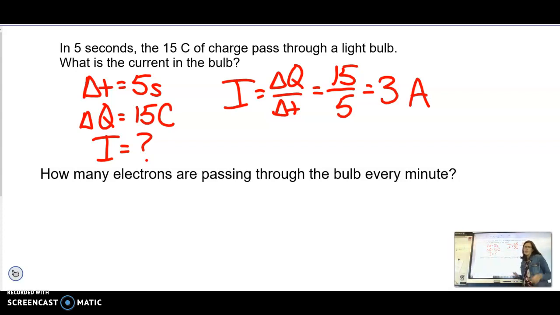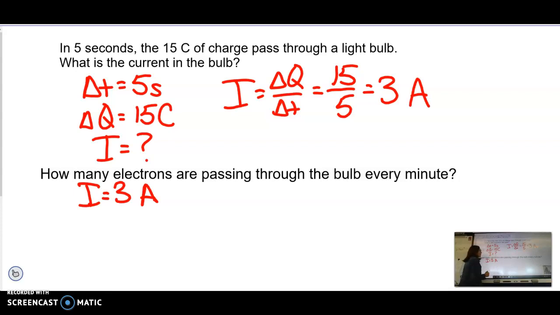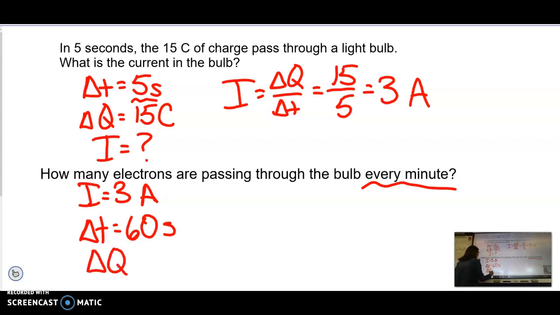Now the next question says, how many electrons are going through the bulb every minute? So I know what the current is. The current is 3 amps. But I'm trying to find how many electrons are going through, not in 5 seconds, but in a minute. So the time that I'm interested in now is 60 seconds. It's not 5 anymore. I'm talking about a full minute. And what I really want to get to is how many electrons. So I need to look at how much charge that is first.